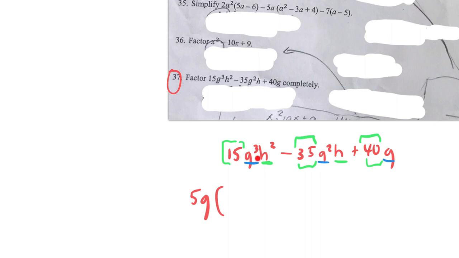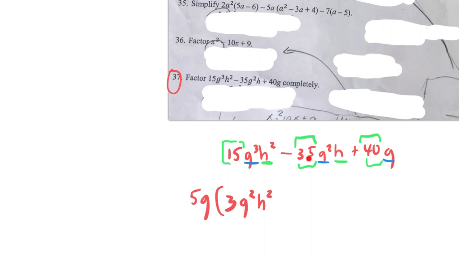So then we can write parentheses, and you basically analyze each term and, in a sense, divide each term by this greatest common factor. For example, 15 divided by 5 is 3. Then we can also say g cubed divided by g is g squared. Now, h squared divided by 1 is just h squared. So there's nothing to be said there.